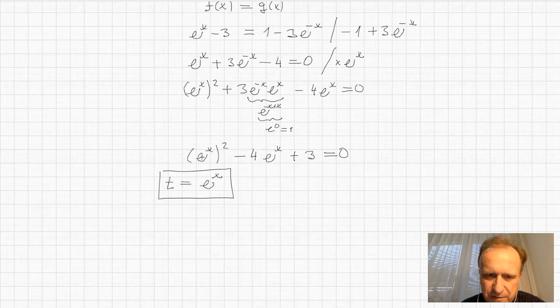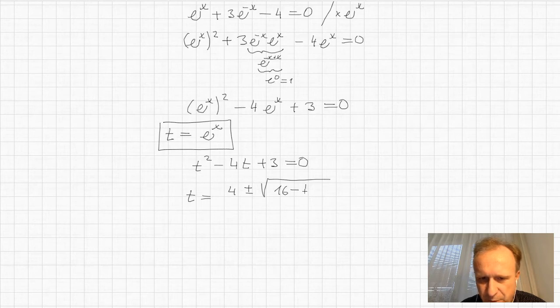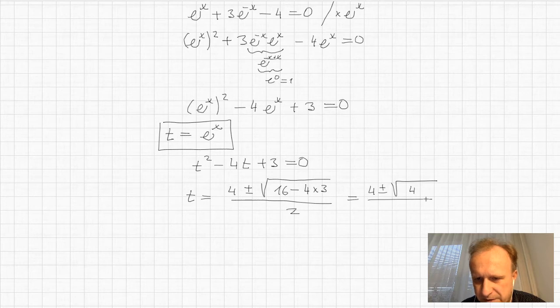I will substitute e to the power of x by t, and what I get is t squared minus 4t plus 3 is 0. Okay? To get the factorization, I may imagine this is the quadratic equation, so I can solve it. So t equals minus b, in my case it's 4, plus or minus square root of b squared is 16, minus 4 times a, so minus 4 times 1 times 3, divided by 2a, 2 times 1, so it's 4 plus or minus square root of 16 minus 12, which is 4, divided by 2, so it's 4 plus or minus 2 divided by 2.